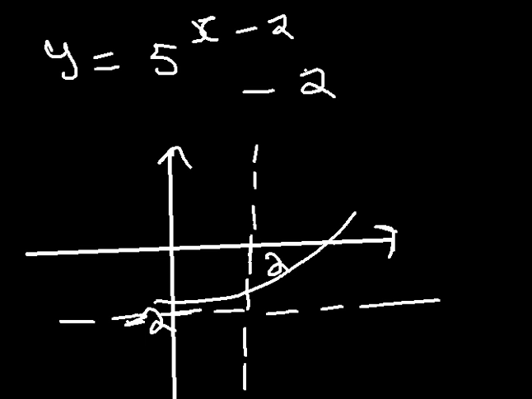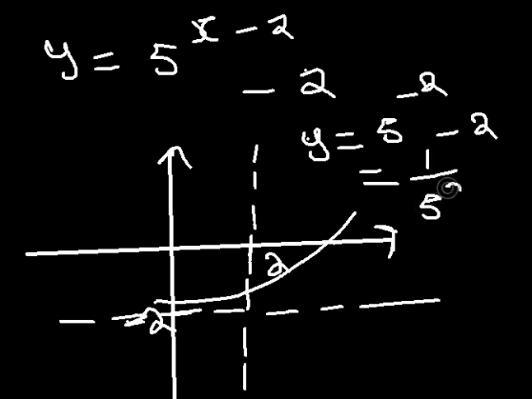So how should you get those intercepts? Let's start with the y-intercept. The y-intercept will be obtained upon having x as 0, so we have 5 to the power negative 2 and then minus 2, which is the same as 1 over 5 to the power 2, minus 2. So in that case we'll have it as 1 over 25 minus 2. That will be about negative 1 point something, which is really in line with that one.